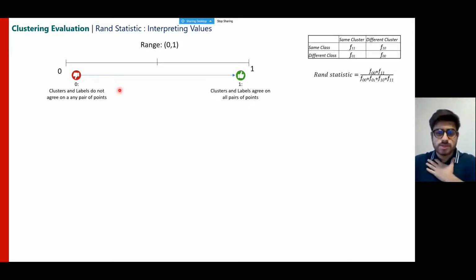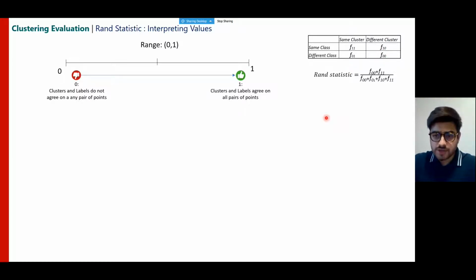Now, this is inherently because we have f00 and f11 in the numerator. And if this value is 0, that means that the sum of these values is 0. So same class and same cluster is 0, and different class and different cluster is 0.